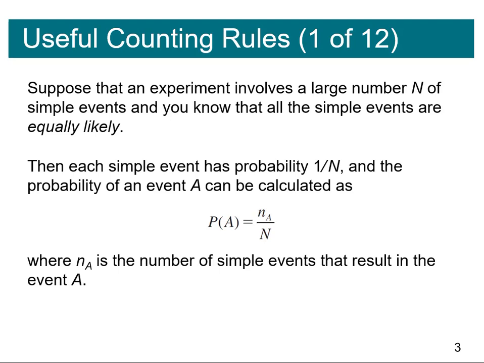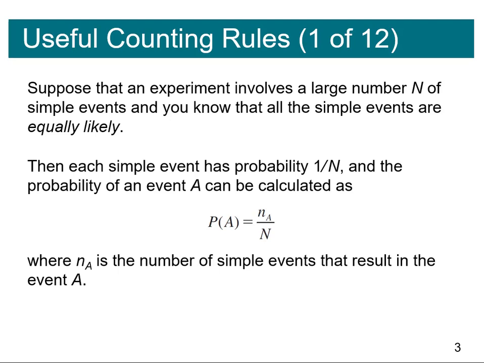Suppose that an experiment involves a large number, n, of simple events. So we've talked about experiments like rolling a die, and we've talked about the outcomes, or the sample space, the set of outcomes. And they're saying basically that the sample space is large, because that means there are many simple events. And you know that all the simple events are equally likely. So remember that we talked about when the simple events are equally likely, we can use a very simple formula.